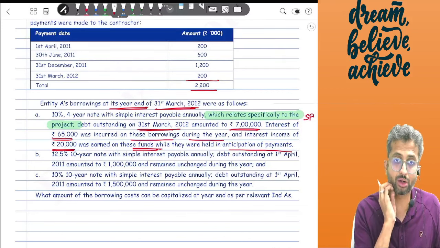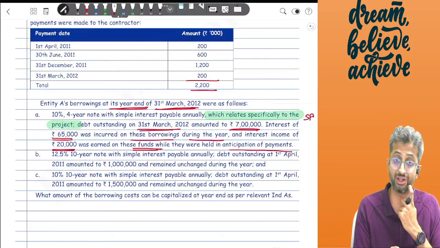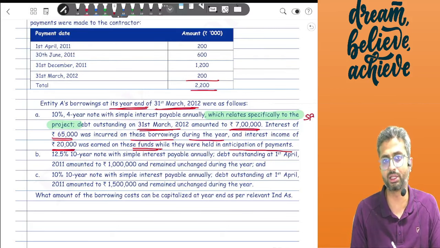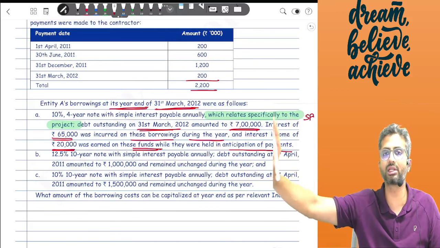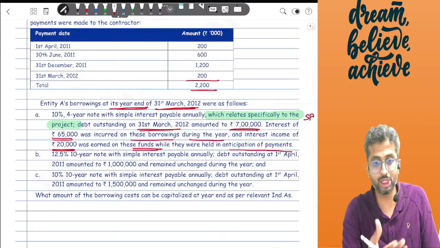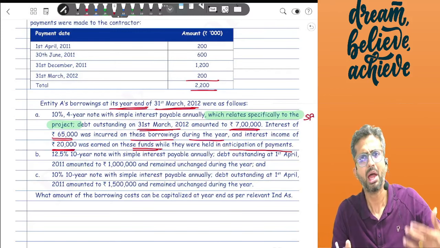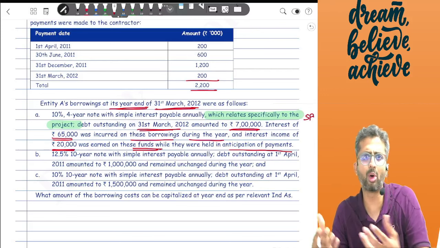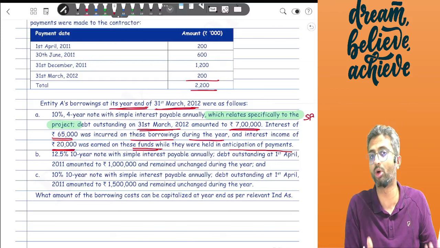Now what happens a lot of times is students sit and back calculate. They say 7 lakh into 10% will come to 70,000. How is the interest 65,000? We don't know the exact mechanics. We know that at the end of the year there is 7 lakhs of loan. Maybe you must have drawn down around 3 or 4 lakhs on 1st April, maybe you would have drawn down the remaining amount later. We don't know how that 65,000 is calculated, but honestly, we don't even need to bother about that.